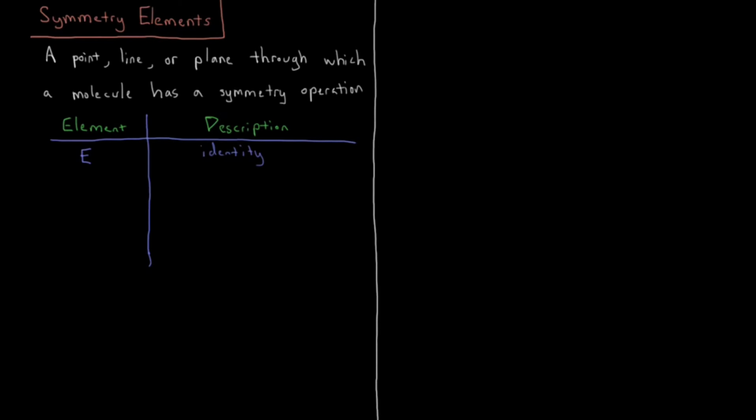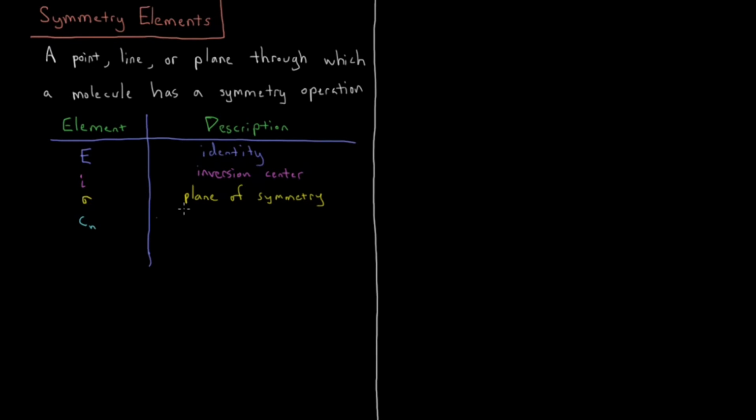All molecules have E. And we have i, which, much like the operation for inversion, is an inversion center. So the symmetry element i is the specific point at which you have the inversion center through which you can do the inversion operation. Then we have sigma, which is a plane of symmetry. So that's the plane through which we can execute the sigma operator, and it will leave the molecule unchanged.